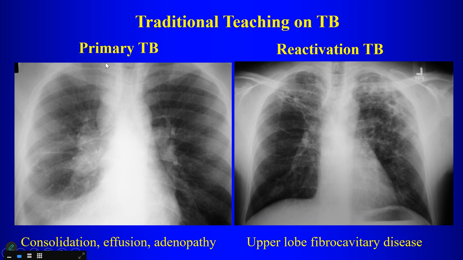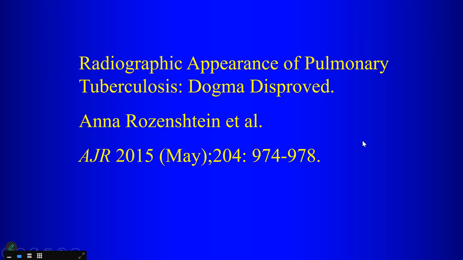The traditional teaching for TB was to separate primary TB from reactivation. Primary TB was associated with consolidation, effusion, and lymphadenopathy. Reactivation TB: upper lobe fibrocavitary disease. So it was taught that patients who developed upper lobe fibrocavitary disease had reactivation, whereas patients presenting with lymphadenopathy, well, this is primary. Is that correct? So what determines the various patterns that we see now with tuberculosis? Immune status of infection. Yes, it's the immune status of the patient, not the time since infection.